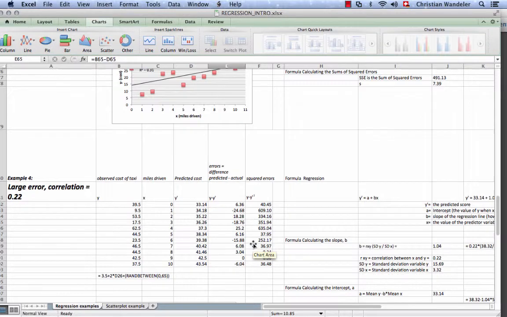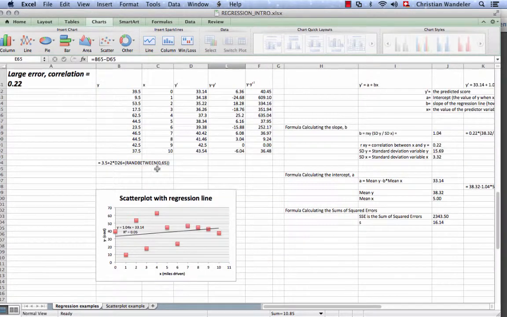If we take this even further and we take a smaller correlation, here a correlation of 0.22, right? I introduced a bigger error. Now you can see the regression line is almost flat, right? The error becomes really large. We start out already at over $30. Our intercept a is now $33. And if you look at the miles driven, right, over average here is 1 mile driven, $1.04 more in cost.